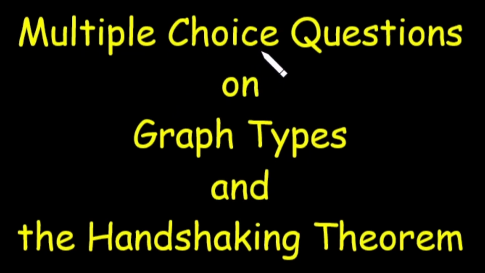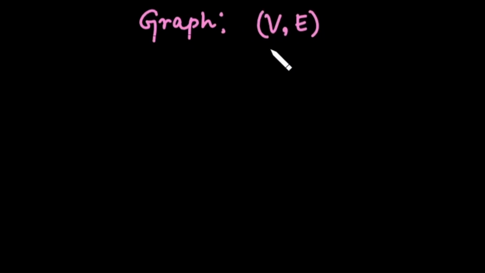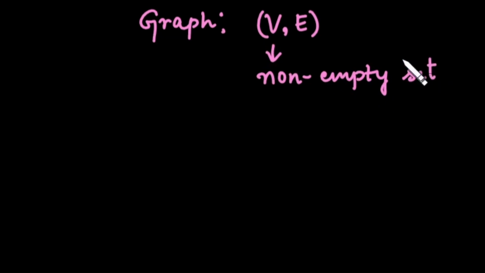In this video we are going to solve some MCQ questions on the types of graph and the handshaking theorem. Before starting with the MCQs, let's take a look at a brief overview of the types of graphs. Generally, a graph consists of vertices and edges. An important thing to note here is that the vertex set is always non-empty, meaning it contains at least one vertex, whereas the edge set can be empty.